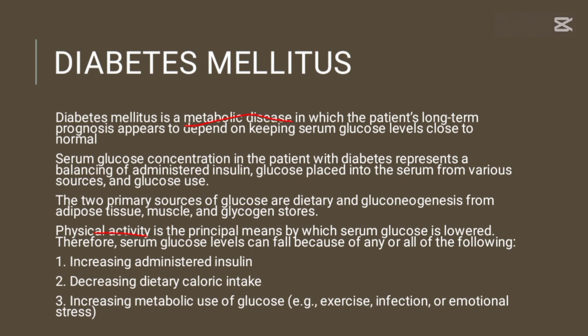Serum glucose level can also fall because of the following: a large amount of insulin injected, or decreased dietary caloric intake, due to which your glucose level can decrease. Or increased metabolic use of glucose, like when you are exercising or have a lot of emotional stress.